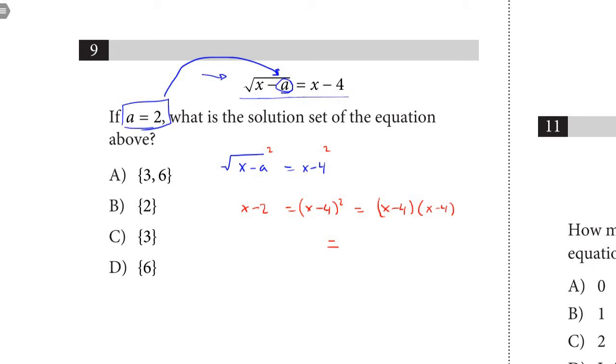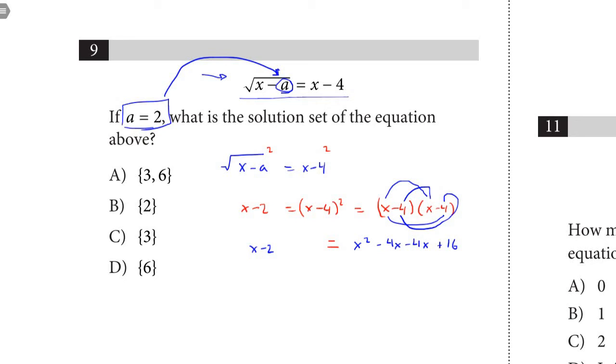Great question. So if we FOIL that, we'll need to multiply x times x, then 4 times x, then x times negative 4, then negative 4 times negative 4. So let's see what that gives us. That'll give us x minus 2 is equal to x squared minus 4x minus 4x, right? Because we have negative 4 times x and x times negative 4. And then finally we'll have negative 4 times negative 4, which is plus 16.